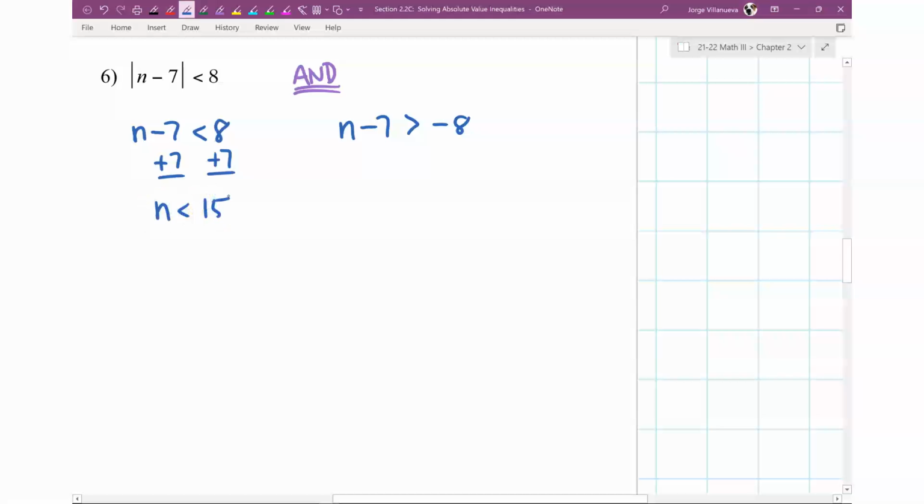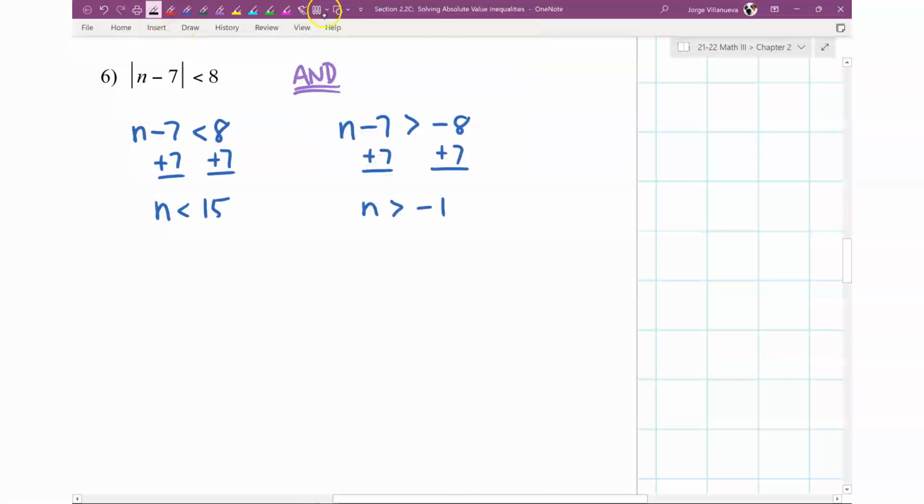Okay, cool. This other one, I'll add 7. And I get n greater than negative 1. So I need to go from negative 1 to 15. That's a huge amount of numbers I got to cover. So that's okay.